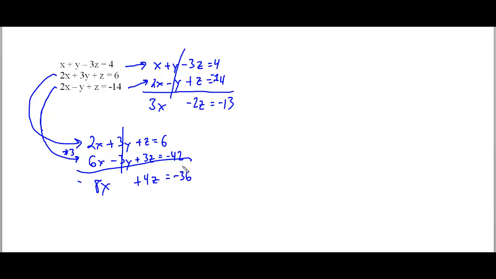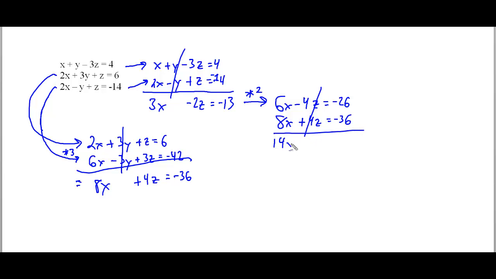And let me analyze what would be easier to cancel. Would it be easier to cancel the x's or the z's? I think the z's would be better since one of them is negative already. And if I double this equation, so multiply by 2, this gives me 6x minus 4z is equal to negative 26. And then here I'm going to have 8x plus 4z is equal to negative 36. All right, so now the z's go away.